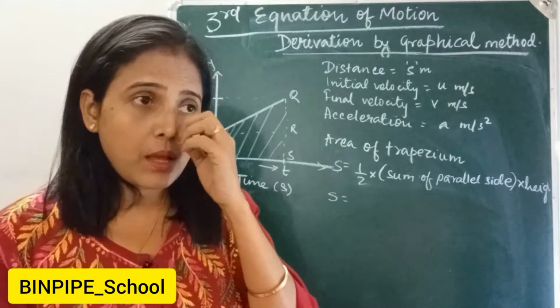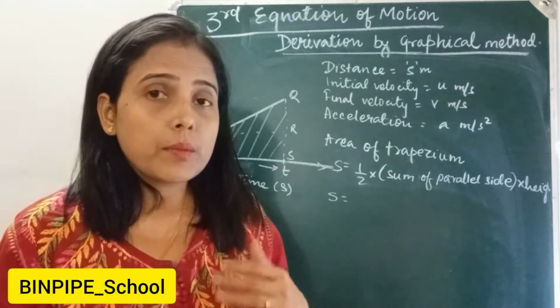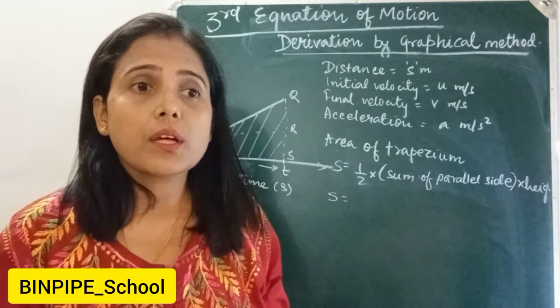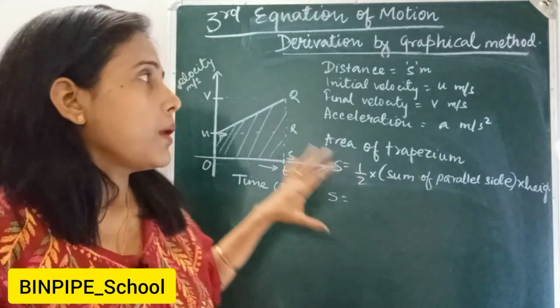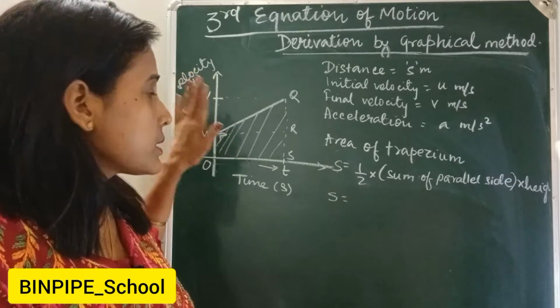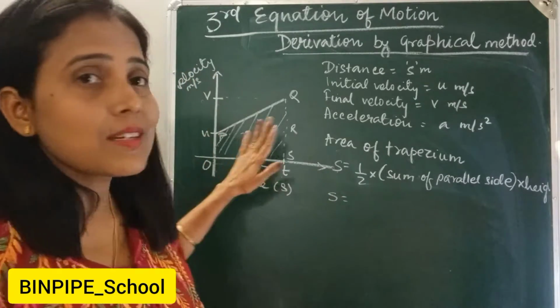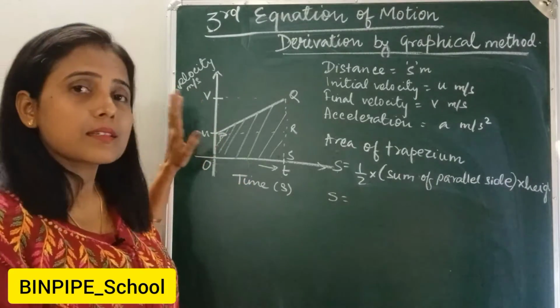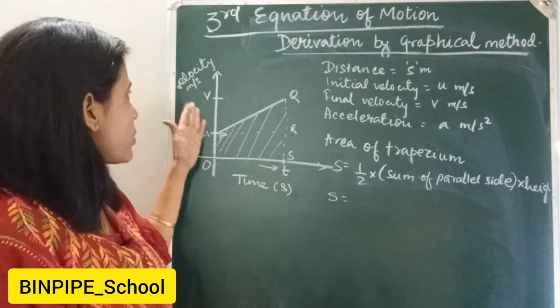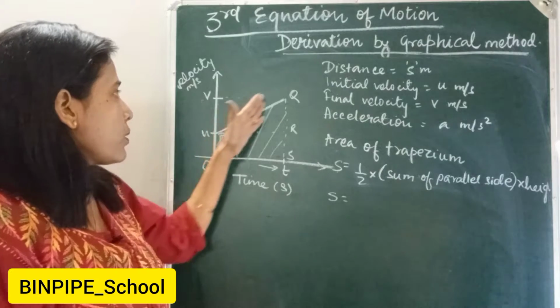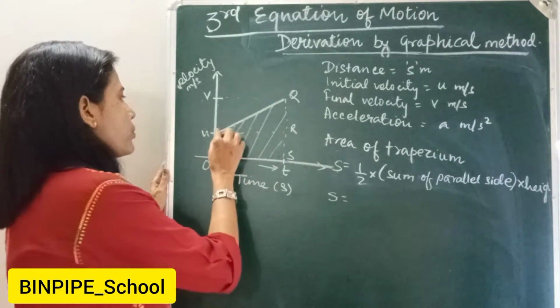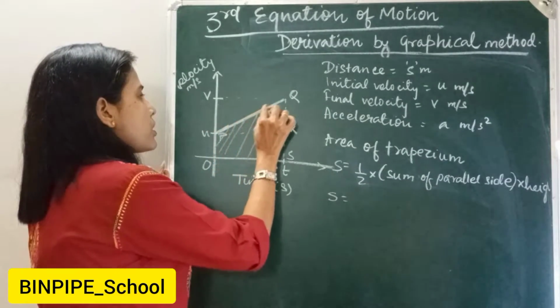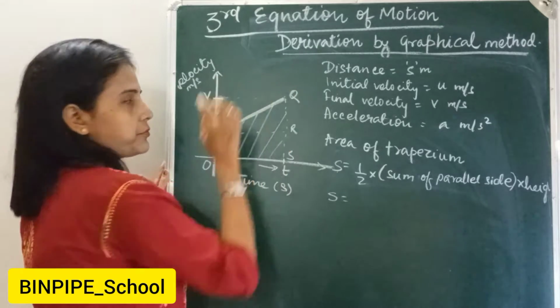graphical method. Now since we will be using this derivation of the third equation with the help of the second equation, that's why I have not erased the derivation of the second equation. For that same we have to take this velocity time graph, and along with that we have to take the help of this trapezium that we have got from this acceleration graph.